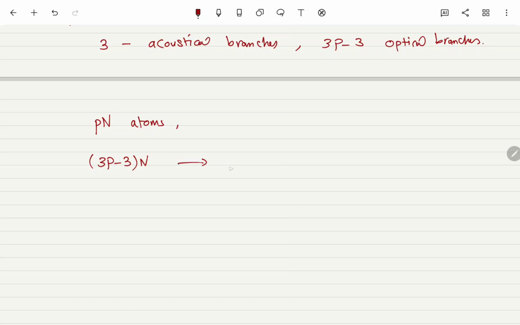So this one here is optical branches, and 3n acoustical branches. And remember, one is longitudinal and two are transverse.